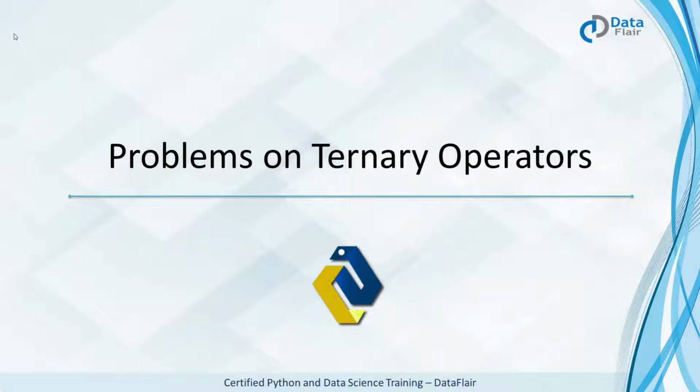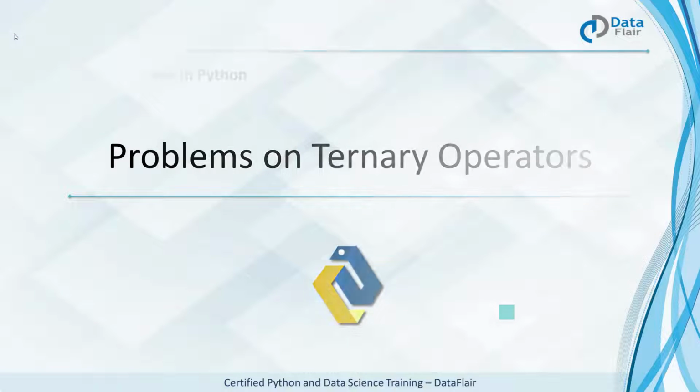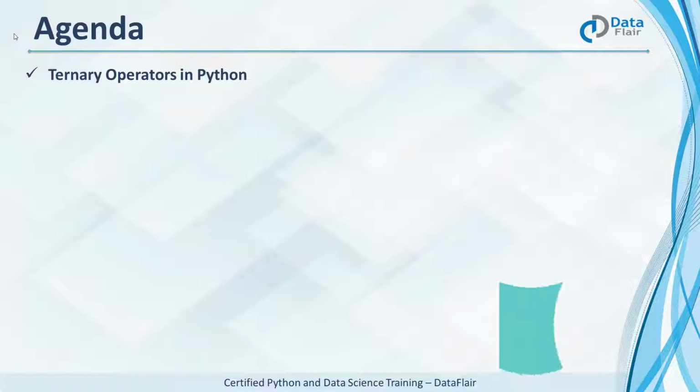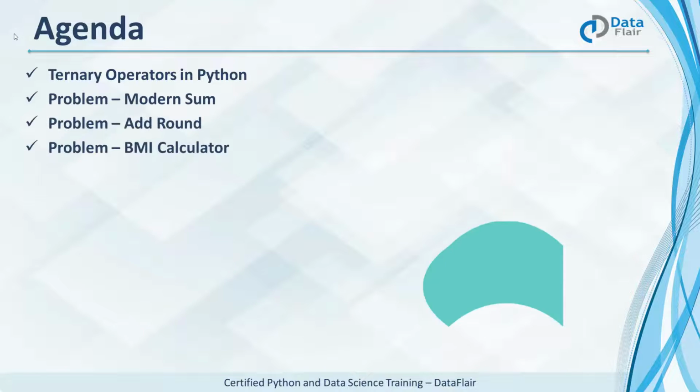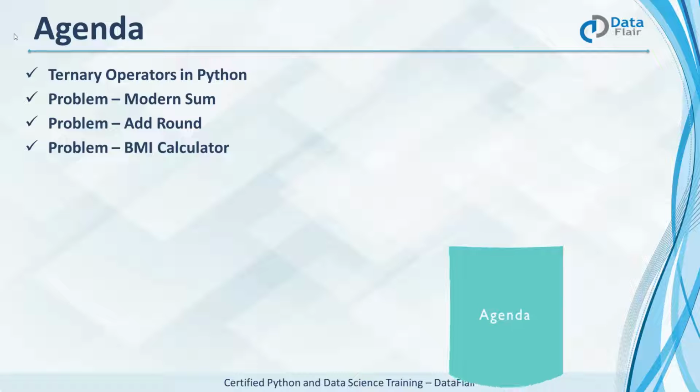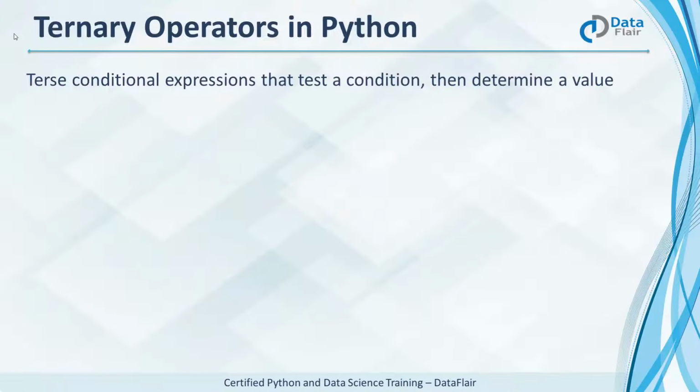Problems on ternary operators. Let's talk about ternary operators in Python and solve some problems like modern sum, add round, and BMI calculator. Ternary operators are terse conditional expressions that test a condition and determine a value. Python has a different syntax for these compared to C++.